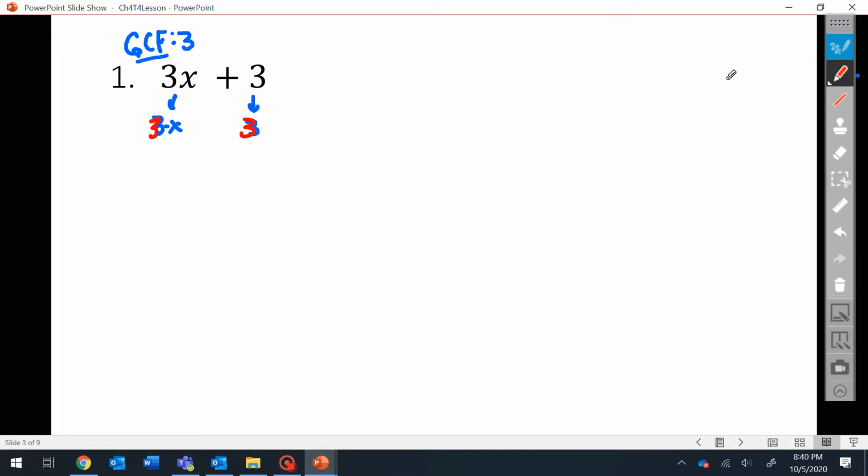Oh, this is technically 3 times 1. Alright, we'll just leave it as 3 times 1. There's 3 times x, 3 times 1. So the GCF is 3. So if we want to factor out that 3, we want to know what's left over. So what's left over is what they don't have in common, x and 1. So it's x plus 1.